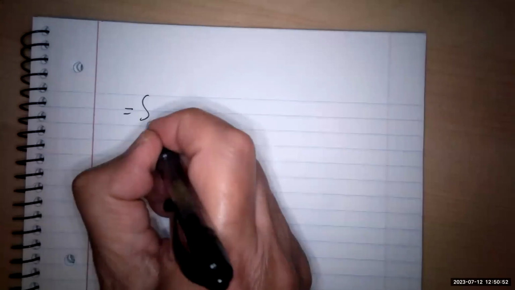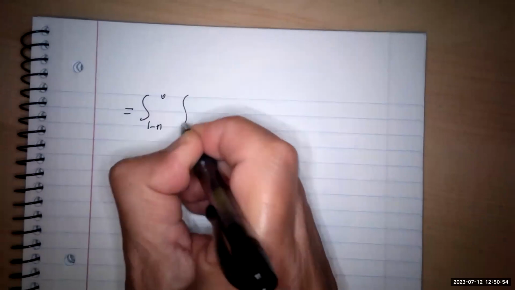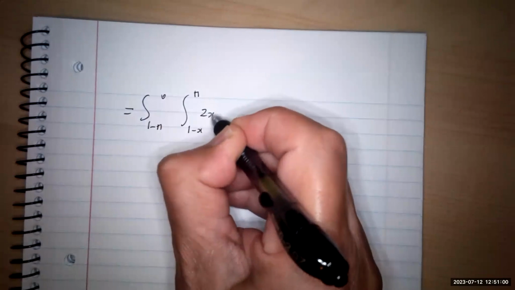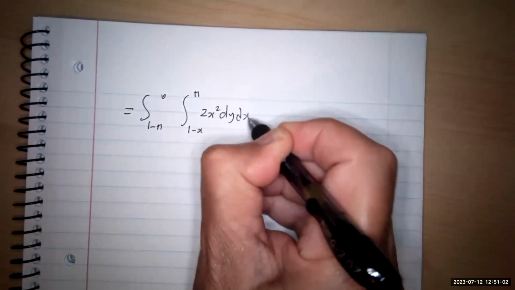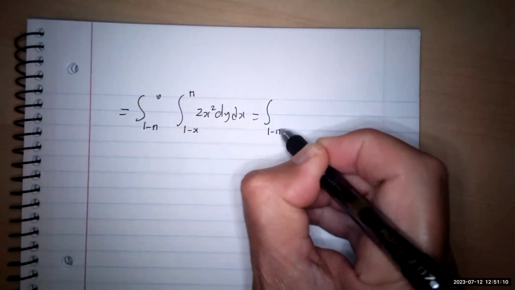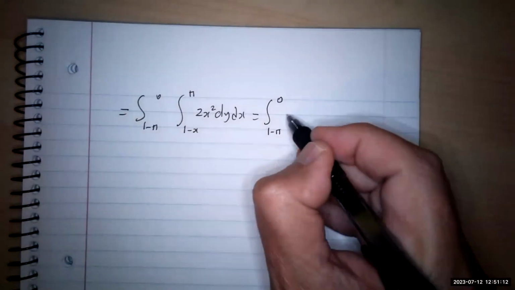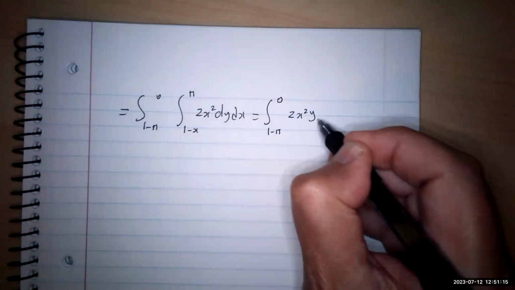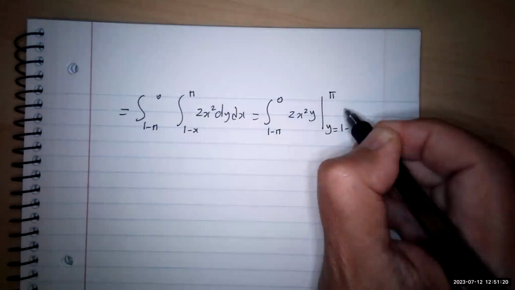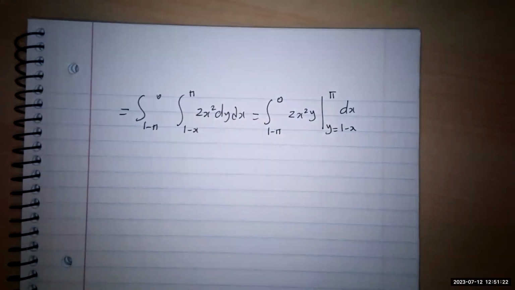It's going to be equal to, okay, you get your double integral. It's 1 minus pi to 0, 1 minus x to the pi, but the function is 2x squared, dy dx. Now integrate it, that gives you y, 2x squared y. So it's going to be 1 minus pi to 0, 2x squared y, with y going from 1 minus x to the pi, and then you come back and you do the x.